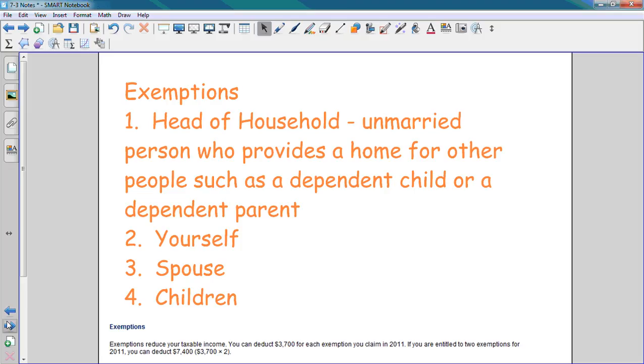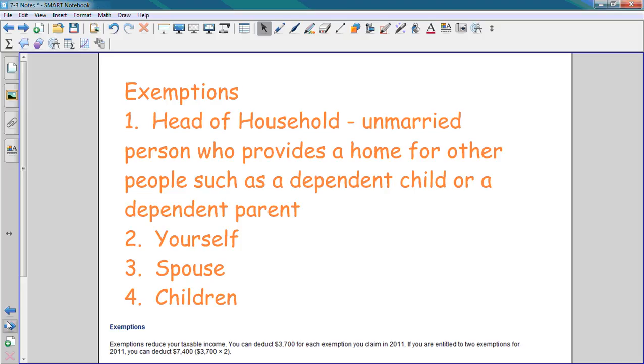Now, here's the definition of head of household. It's an unmarried person who provides a home for other people, such as a dependent child or a dependent parent. Suppose you have a house and you let your mom live in it, because your dad died and she's alone and she wants a place to stay, you can claim head of household. Or suppose your sister or brother or somebody you know died in a car crash or had an unfortunate accident and you are taking care of their child, you can claim head of household. That child lives with you, you're taking care of it, you can claim head of household. Okay, that's what head of household is.